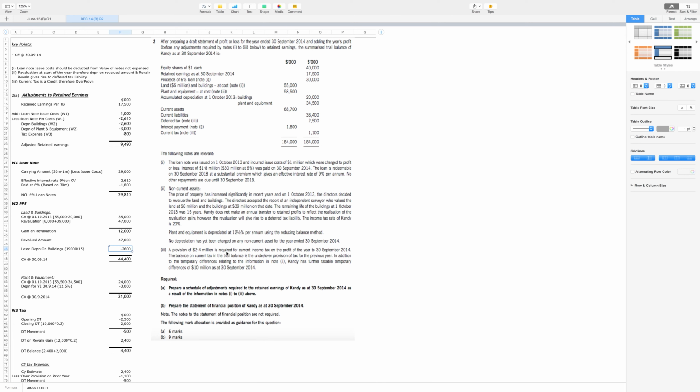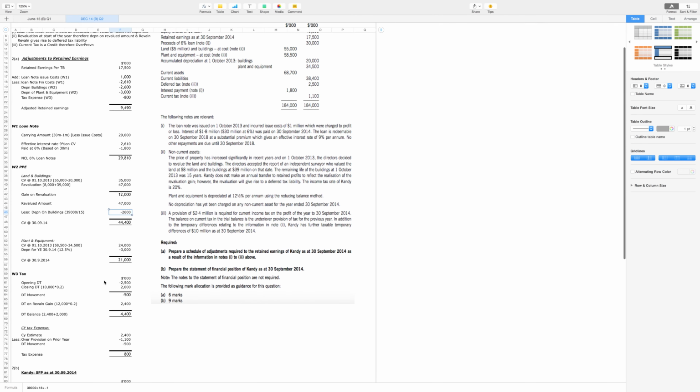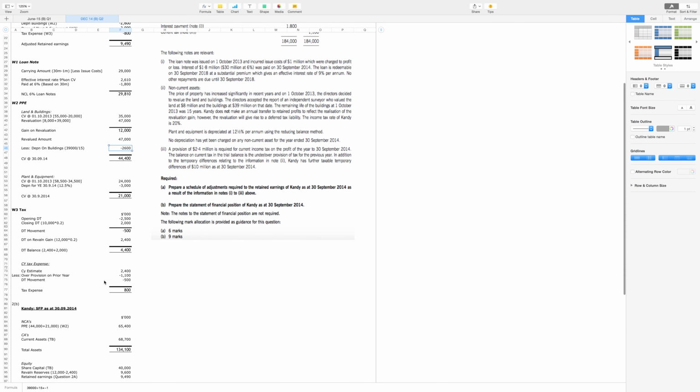And then we know that there's a remaining tax expense for calculation. So for our tax expense, the tax expense works in a very simple way. We have to first work out our deferred tax movement for the year, because this will be our movement to the P&L. Once we've done that, we then also have to represent this tax pro forma here.